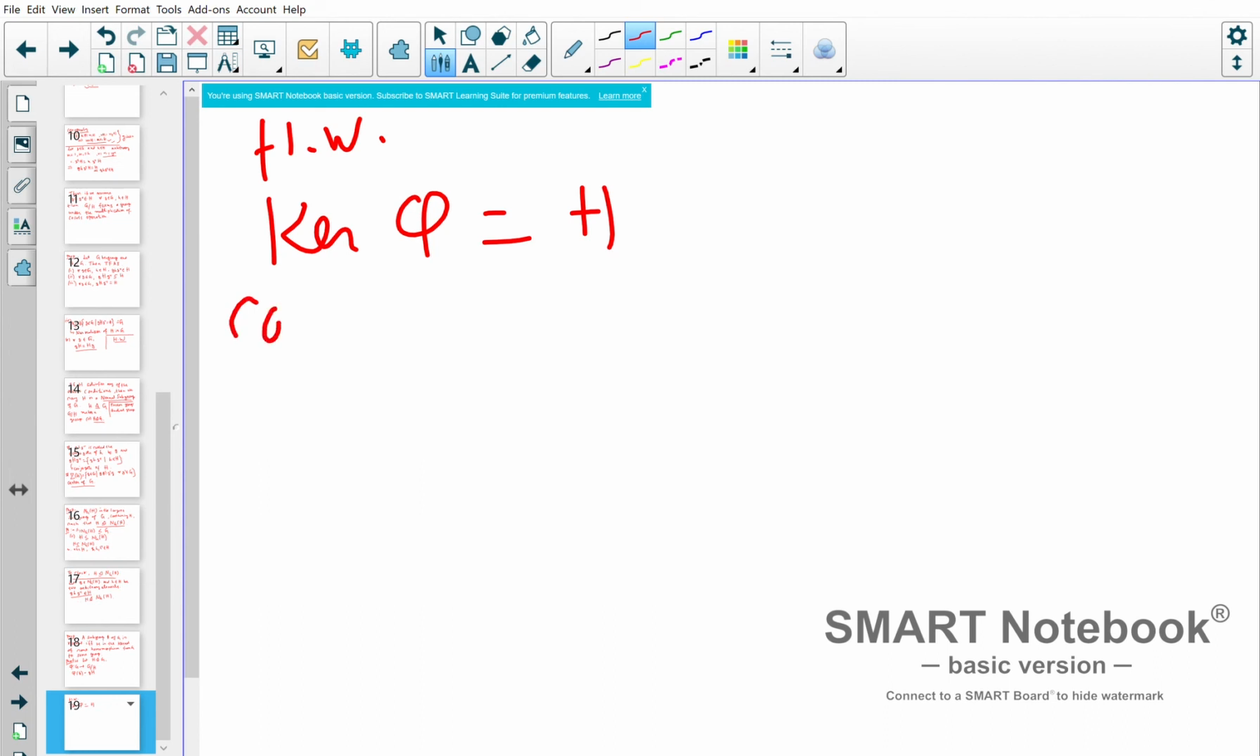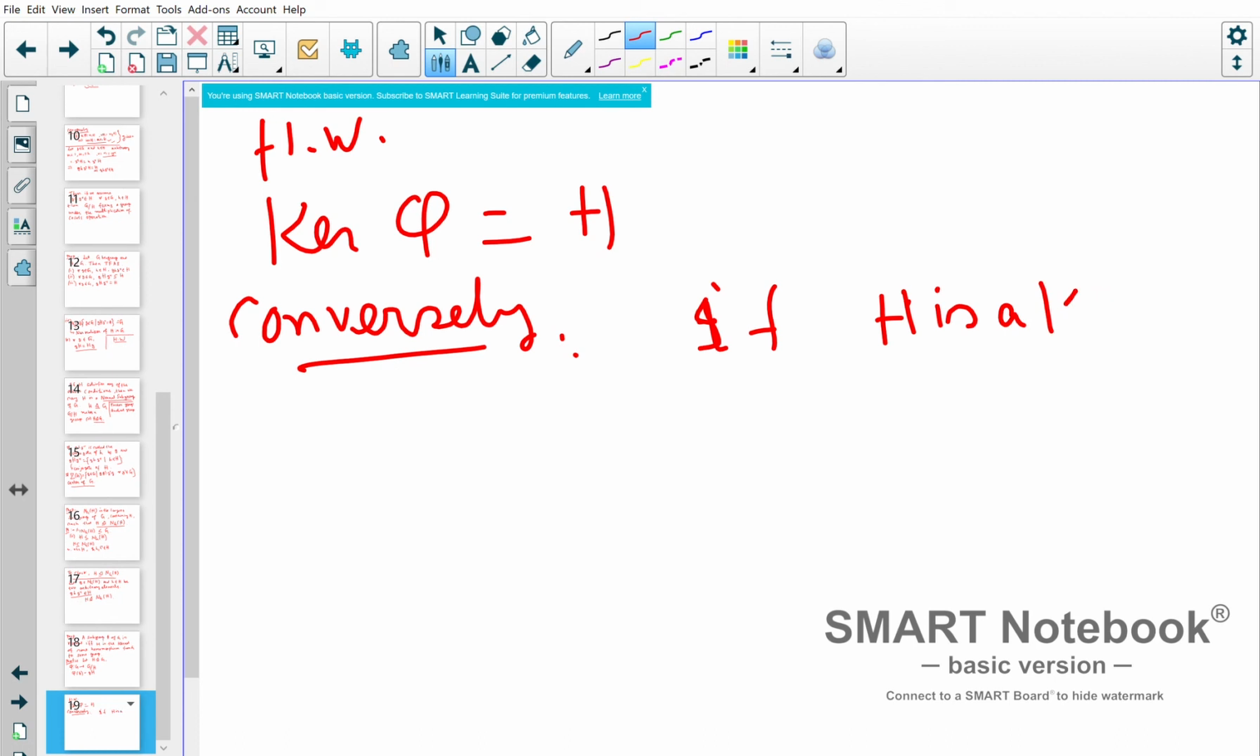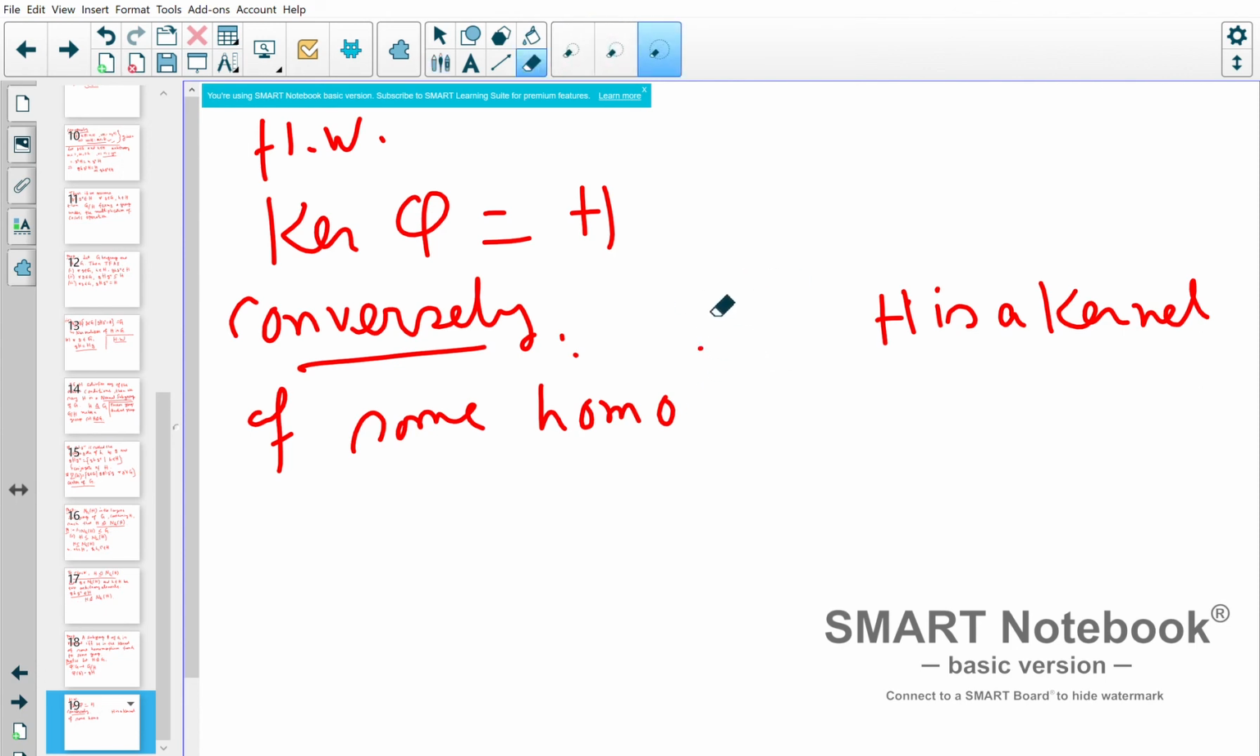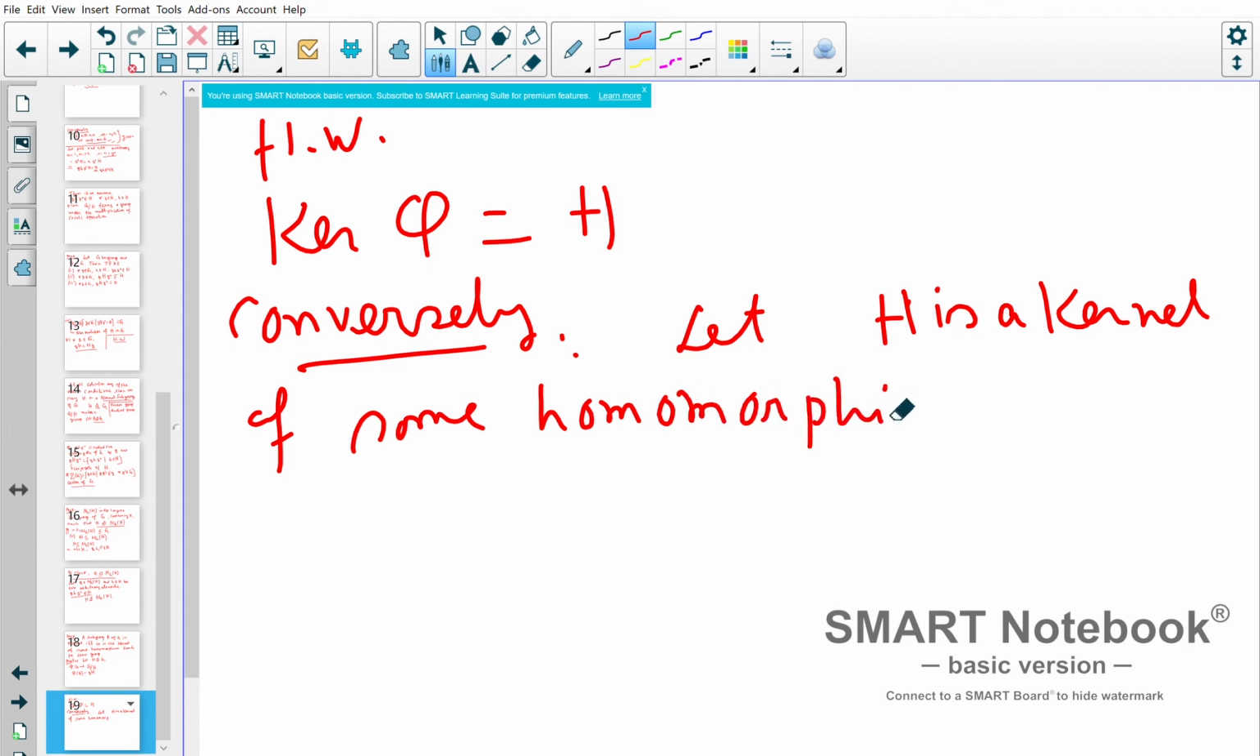Now conversely, let H be a subgroup which is the kernel of some homomorphism. Then I need to prove that the kernel of a homomorphism is a normal subgroup.